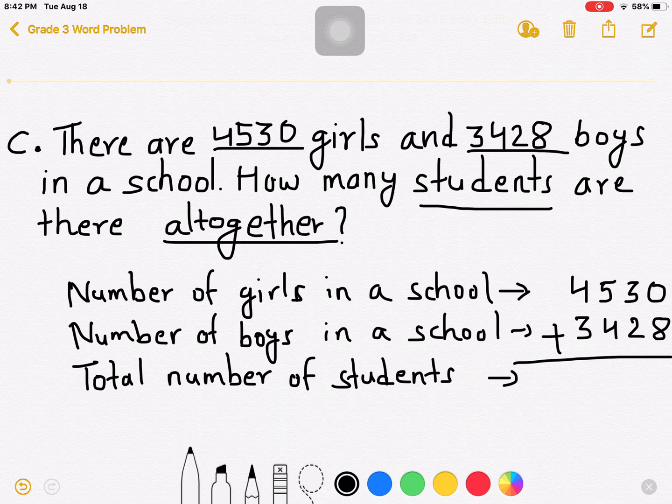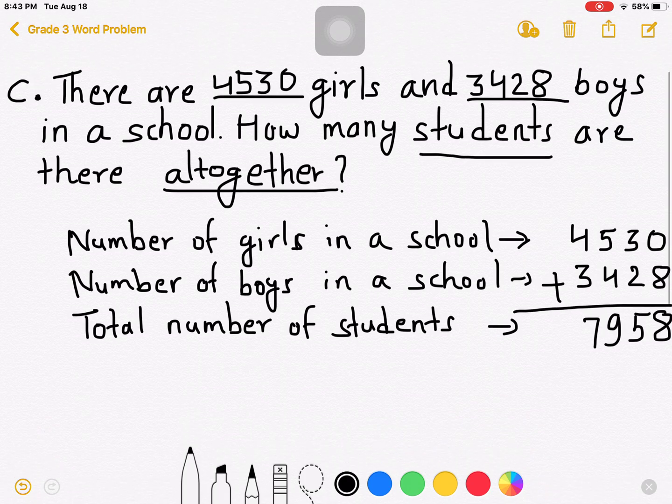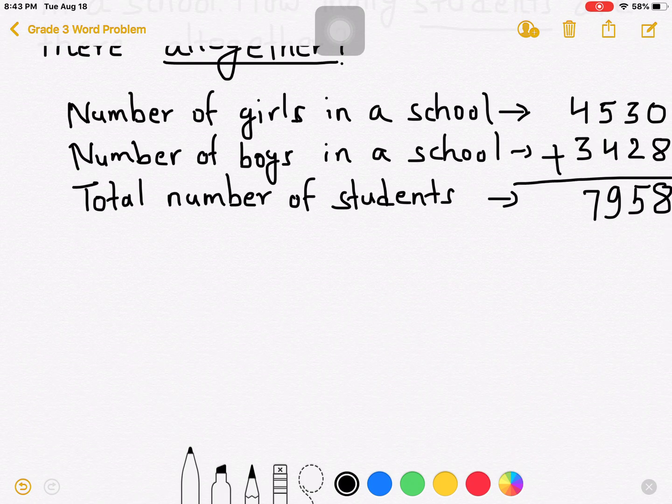0 plus 8, that is 8. 3 plus 2 is 5. 5 plus 4 is 9. 4 plus 3 is 7. Now let's see, we have found out the total number of students in a school altogether, isn't it? Now it's time to write the conclusion.